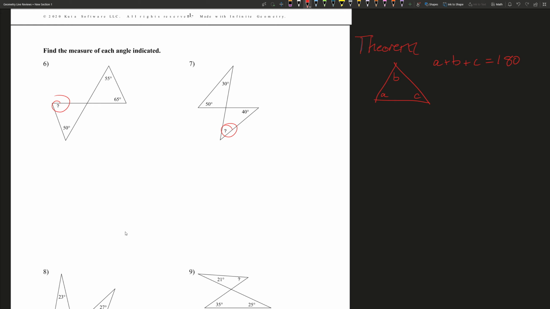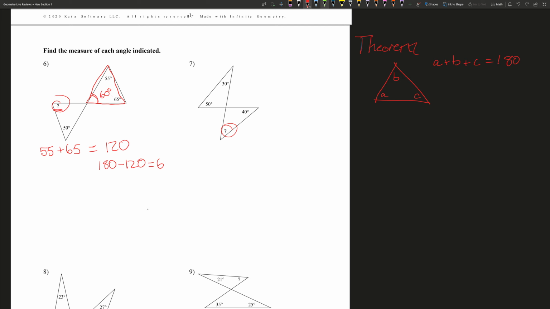Okay, so sometimes this requires a couple of steps, like on number 6. So number 6, we can't get this triangle right off the bat. We actually have to solve this triangle first. In order to do that, we add the two angles that were given, so 55 and 65. That is equal to 120. So those two angles add up to 120. The three angles have to add up to 180. So we take 120 and subtract it from 180. That is equal to 60. So this angle right here is 60 degrees.